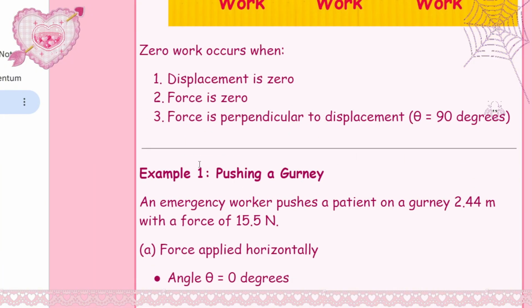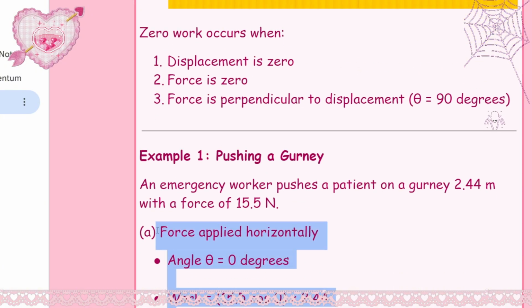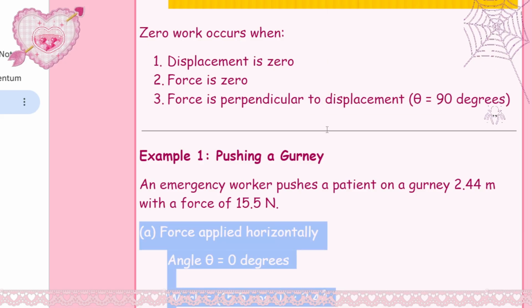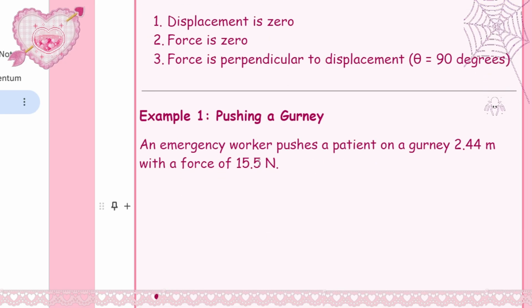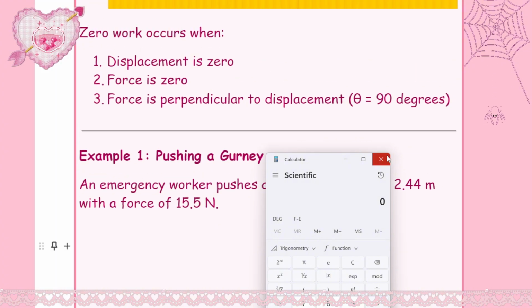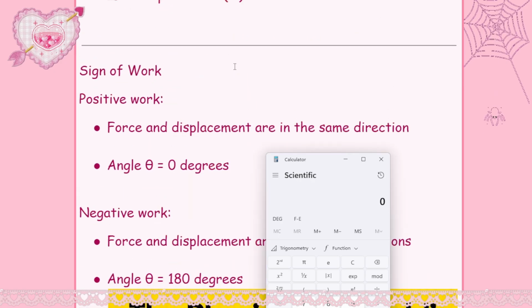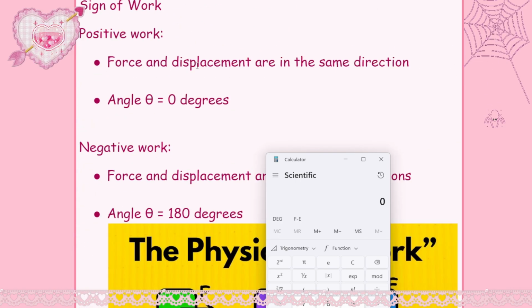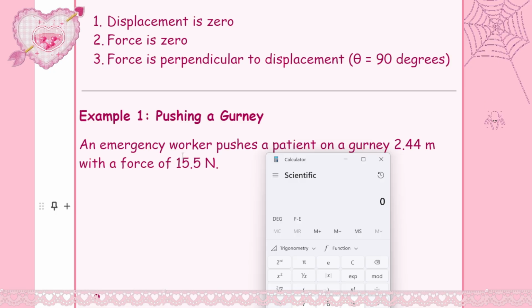So pull out your papers and we are going to calculate this. The answer is there. Maybe avert your eyes for now. Here we are. An emergency worker pushes a patient on a gurney 2.44 meters with a force of 15.5 newtons. So I'm going to pull out my calculator. What's our displacement? Obviously 2.44 meters. So we're going to plug it into this formula, 2.44 meters and a force of 15.5 newtons, and we're going to assume they're both in the same direction, so theta is going to be 0.